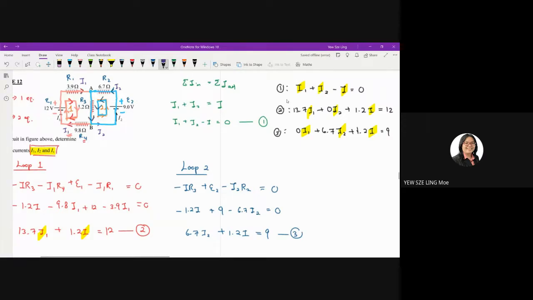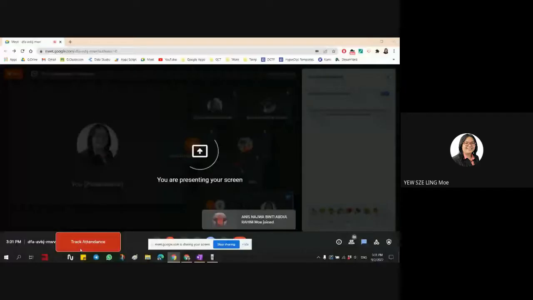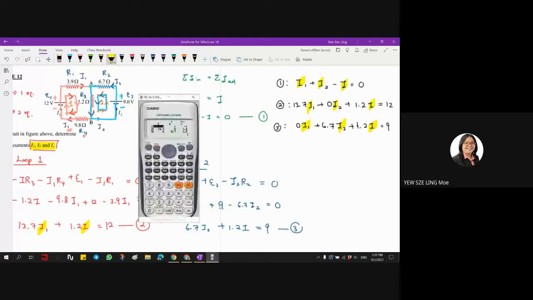Now that you have come to this step, you are almost done. Only one more step is needed. What step? We will look at the calculator. So take out your calculator. Wait, I forgot to clear it. Clear. Okay, now you take out your calculator.